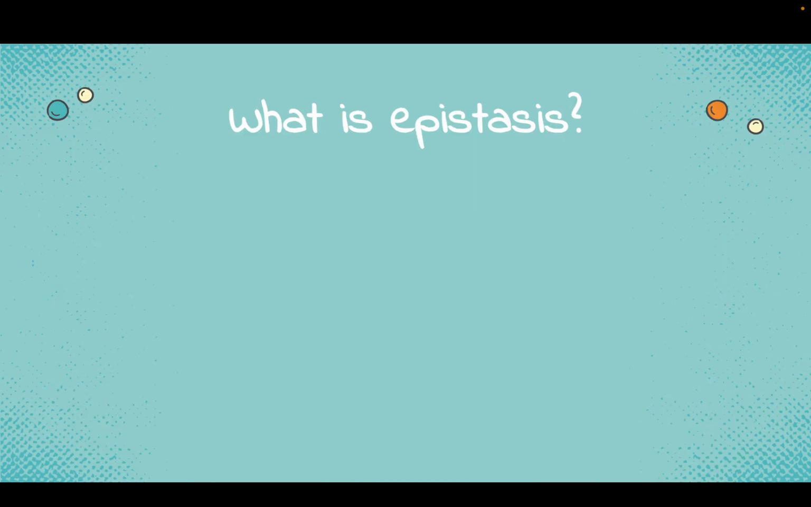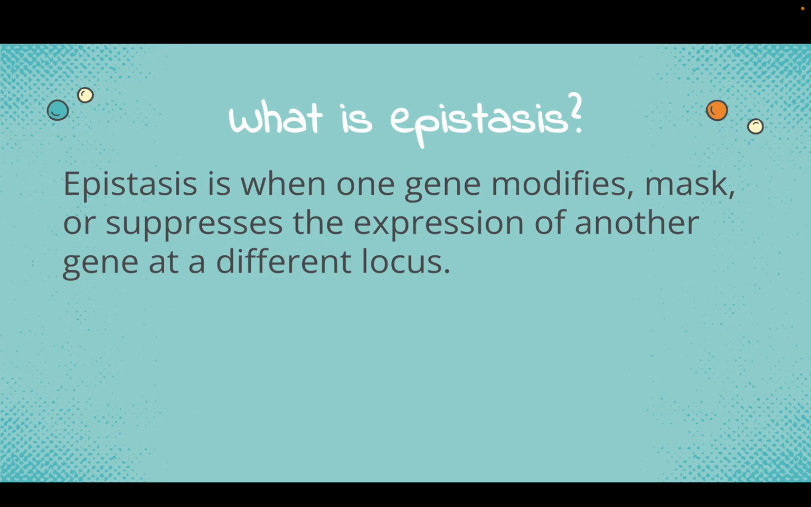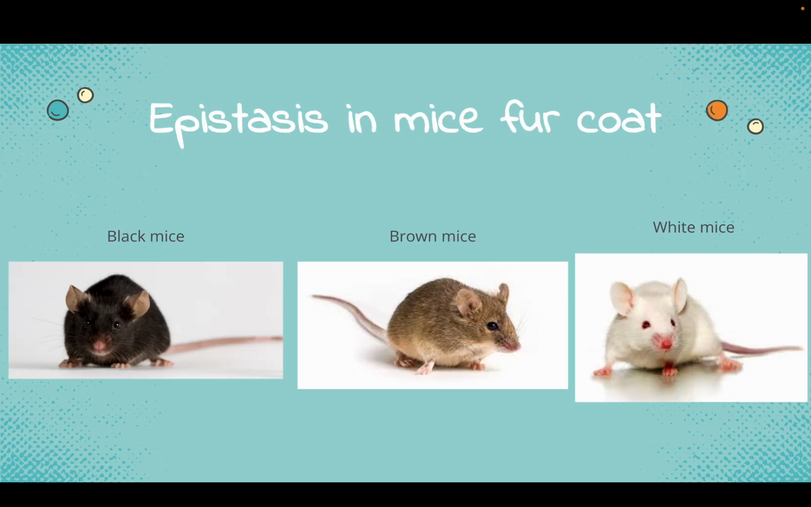And so, you may be wondering a little bit about what is epistasis. Well, epistasis is when one gene modifies, masks, or suppresses the expression of another gene at a different locus. And a real-world example of epistasis is with the fur coat colors of mice, being that epistasis is responsible for black mice, brown mice, and white mice.